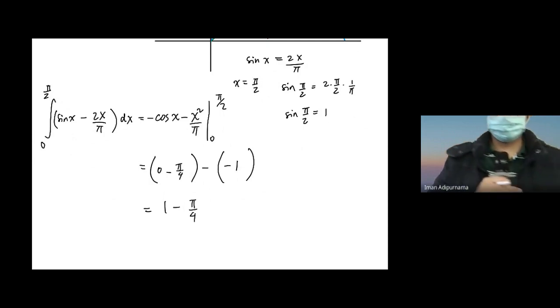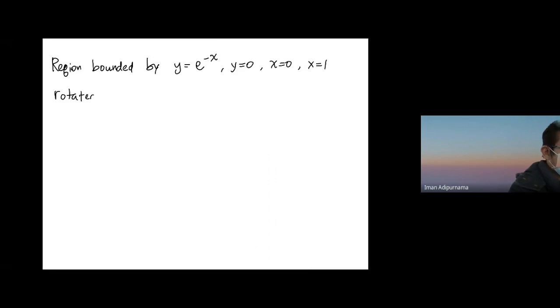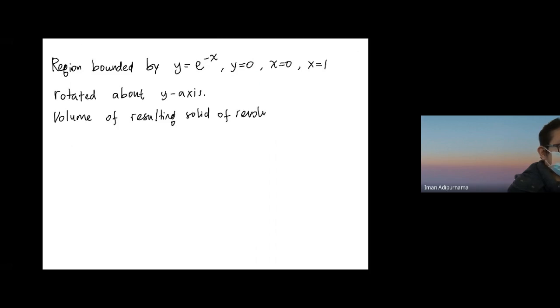Okay, probably one more question, or maybe two questions. So this is the first one. The second one: the region bounded by y equals e to the power of negative x, y equals 0, x equals 0, x equals 1, rotated about the y-axis. Find the volume of the resulting solid of revolution. That's the second question.